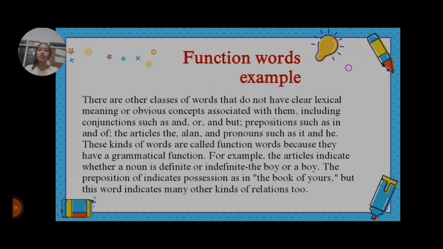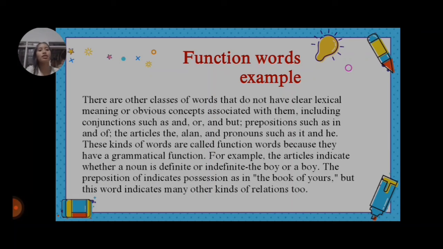Examples of function words: there are other classes of words that do not have clear lexical meaning or obvious concepts associated with them, including conjunctions such as and or but, prepositions such as in and of, the articles the, a, and an, and pronouns such as it and he.